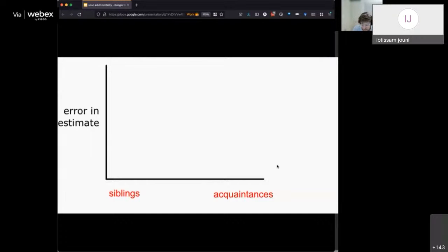So it's useful to think about this sociological idea, which is the strength of a relationship, the social tie strength of the relationship. And from that perspective, we can think about what happens to the error in our death rate estimate when we move from asking questions about a strong tie, like siblings, to a relatively weak tie, like acquaintances.